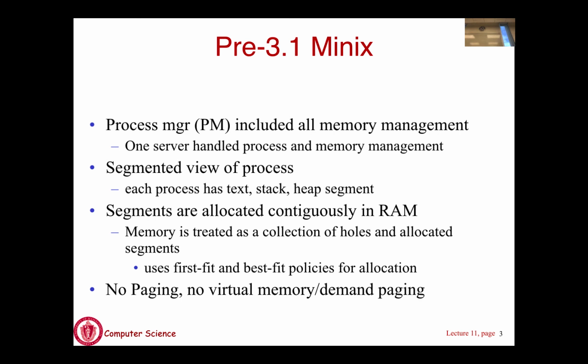So, if you look at Pre 3.1, you have to look at the PM code to see that it is handling not only processes, but also memory allocated to the processes. There was no separate memory manager. Everything was essentially in the process manager. Now, what was the scheme that they assumed?